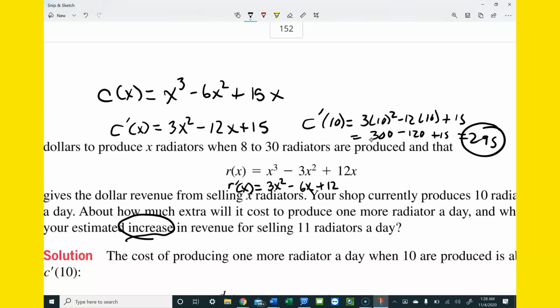And we're going to plug in 10 to that. R prime of 10 is going to be 3 times 10 squared minus 6 times 10 plus 12. So that's going to be 300 minus 60 plus 12. So that's going to be 300 minus 60. That's 240. 240 plus 12 is 252.